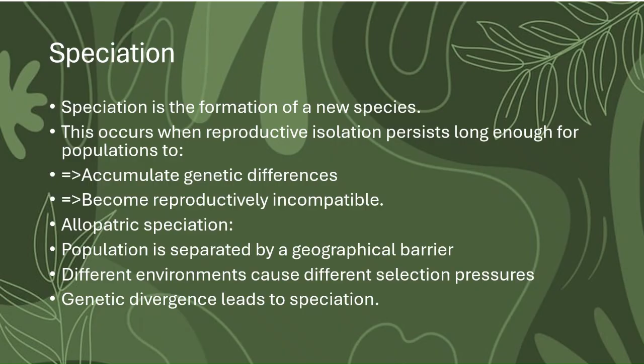So speciation is the formation of a new species. Again, you need to know the definition. And this occurs when reproductive isolation persists long enough for populations to accumulate genetic differences and become reproductively incompatible. So you have two types of speciation. So you have the allopatric speciation. So this is when the population is separated by a geographical barrier and different environments cause different selection pressures. And genetic divergence leads to speciation.